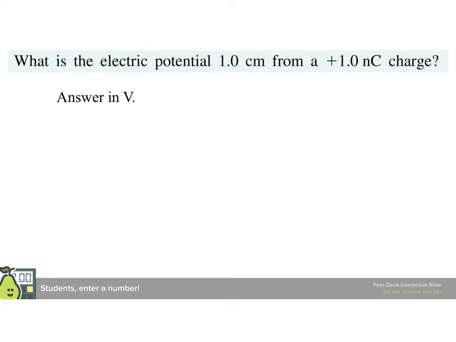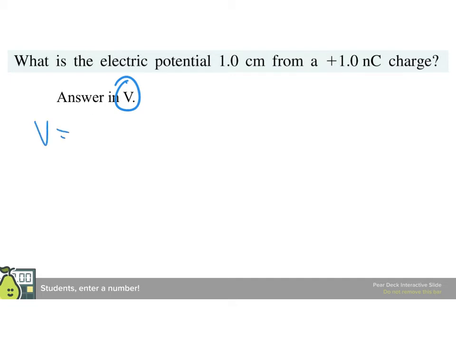All right, what is the electric potential 1 centimeter away from a 1 nanocoulomb charge? And answer in volts. By the way, this is kind of an annoyance about physics, but the volt is the symbol for voltage, and it's also the symbol for the unit of voltage, right? So a tricky bit where we're using the same letter. In print, you'll never have a problem because if it's a variable, it would be italicized. If it's a unit, it will not be.